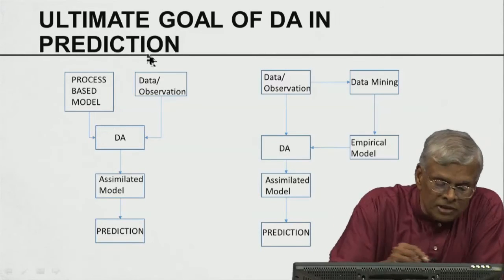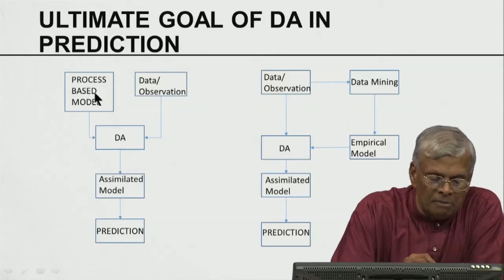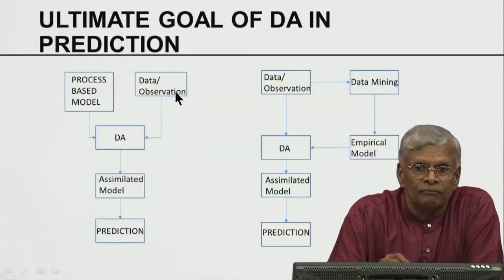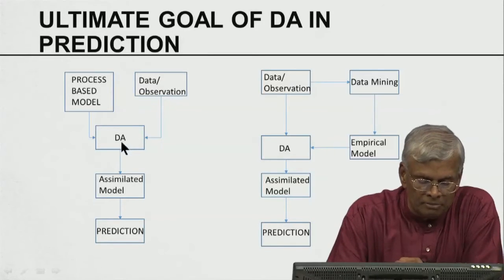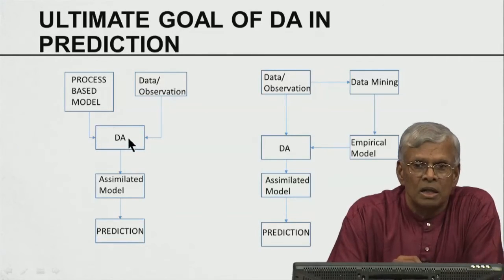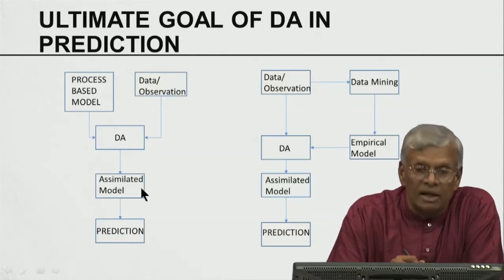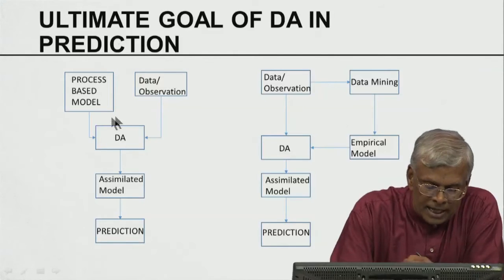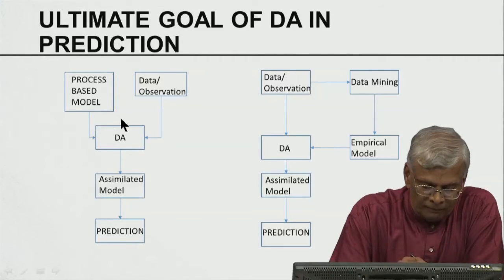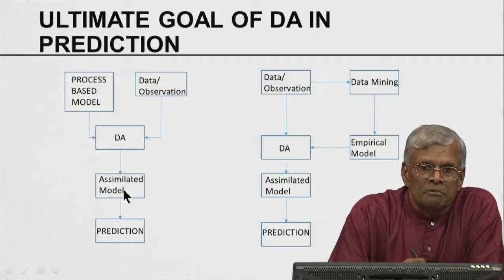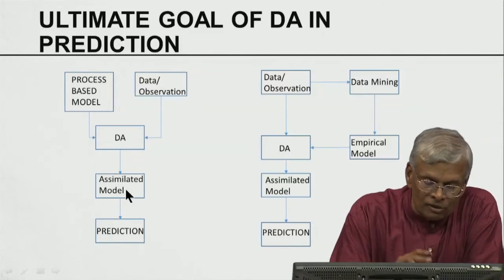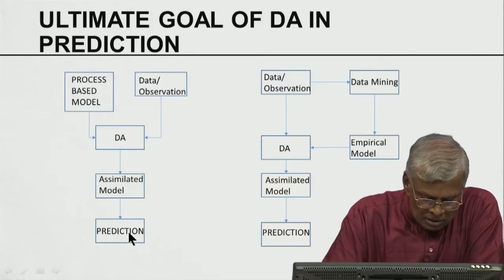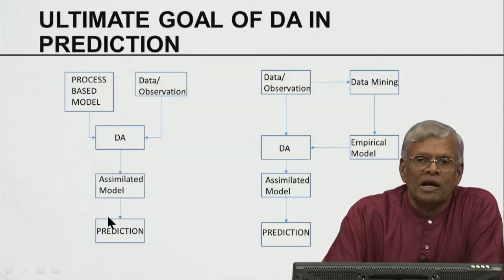So in the process based model setup, I have a model based on the process, causality based. I have data or observation. I bring the models and the observation in a data assimilation scheme. Once I assimilate, I get what is an assimilated model. The course is largely connected with the data assimilation part of it. Once I generate an assimilated model, what do I do with it? I run the model forward in time, and the model run forward in time is the one that creates prediction.